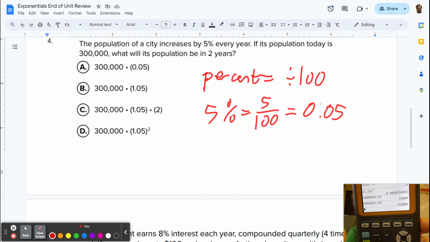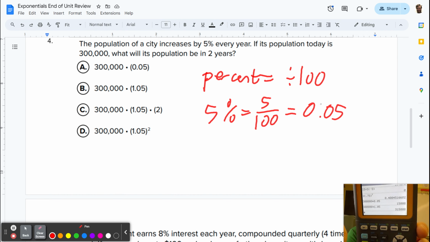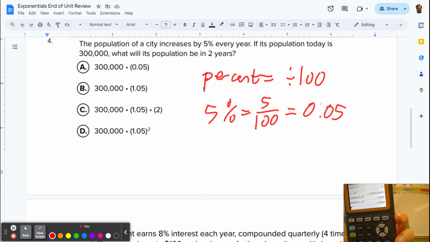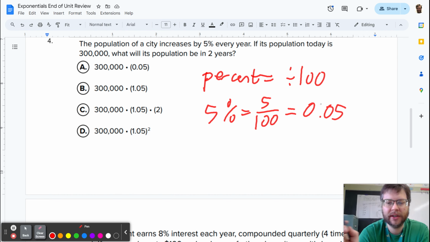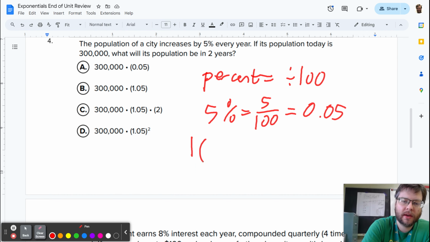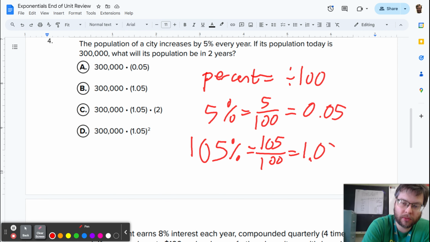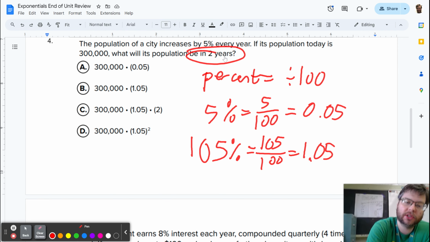It gives me all 300,000 I started with, and it adds the 5% of increase. 1.05 makes sense because that is 105%. If you have 100%, you stay the same. If you have 105%, you gained 5%. You increased by 5%. So that means that my multiplier should be 1.05, and I should do it for 2 years. So D is the correct answer.